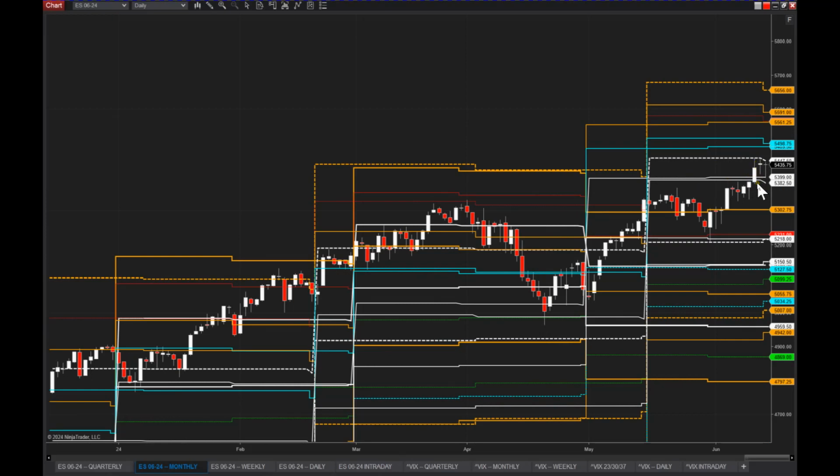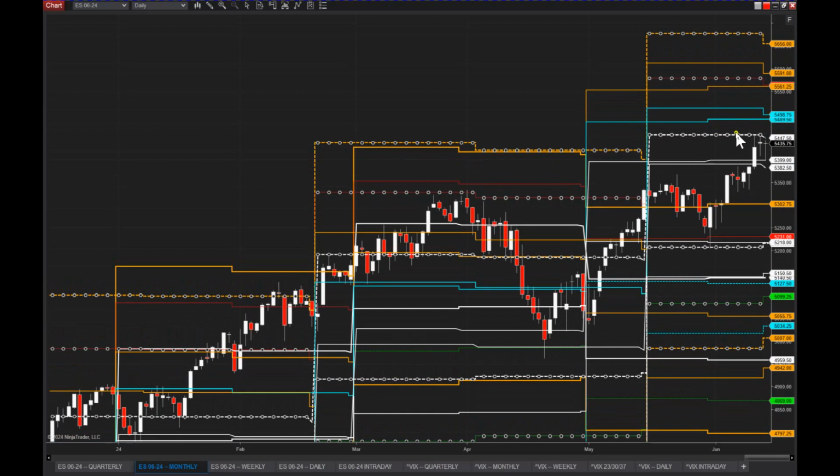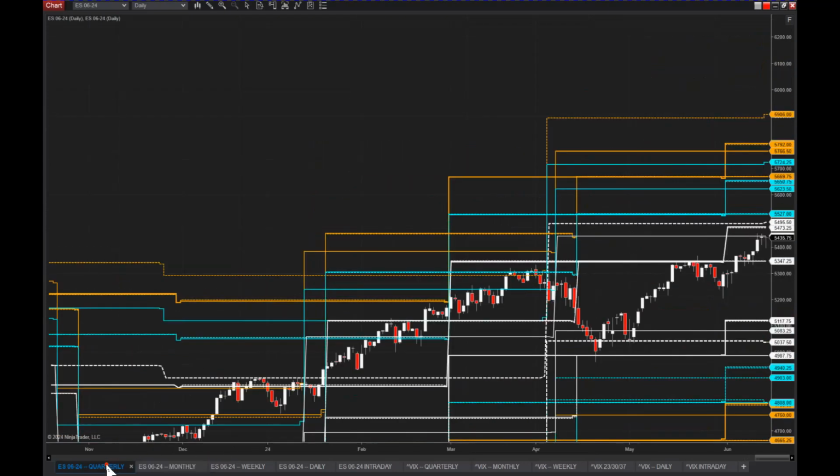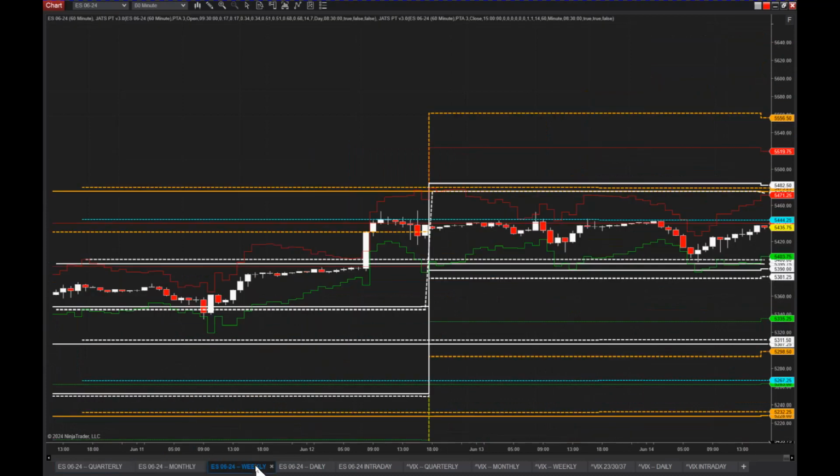Finally got a big bull bar to break it. Ran right up to the 30-day one at 54.47.50 and stopped on a dime. So your monthly one or your 30-day one was controlling along with those quarterly 12-week ones. And then when you look at the weekly, you can see that you were on the weekly too, right?